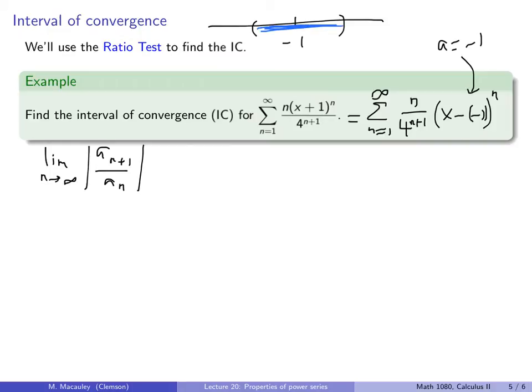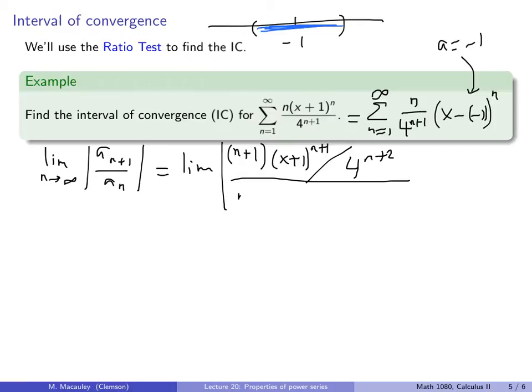And this will be an expression in terms of x. Okay, so this limit is the limit, I'm going to omit the n goes to infinity because I think that should be clear. Let's be careful here. The n plus 1 term is n plus 1 times (x plus 1) to the n plus 1, divided by 4 to the n plus 2. That's the top. And the bottom is n times (x plus 1) to the n over 4 to the n plus 1. Okay, so let's simplify that.